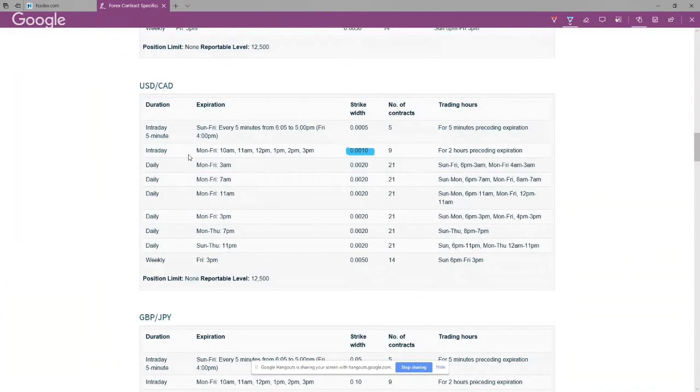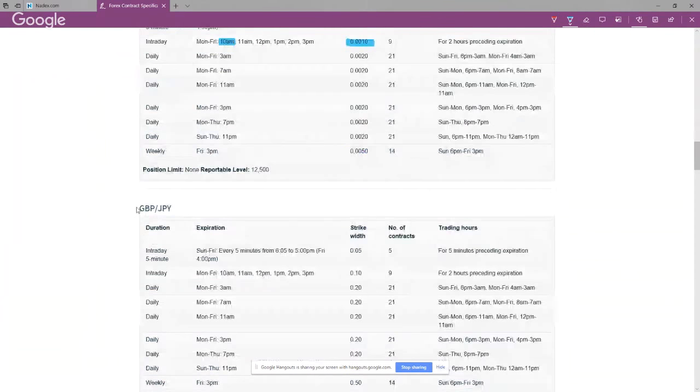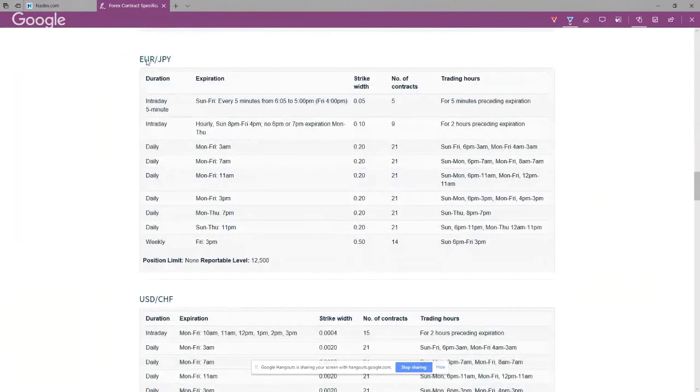In addition to that, the first expiration on the US CAD is open Monday at 10 a.m. That means that the first binary is available at 8 o'clock for a 2-hour binary window. The same thing applies to the British pound yen: 10 pip strike. The first binary expiration is at 10 a.m. Then on the euro yen, you see that the first expiration is 8 p.m. on Sunday, and the strike width is 10 pips.